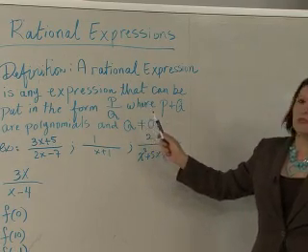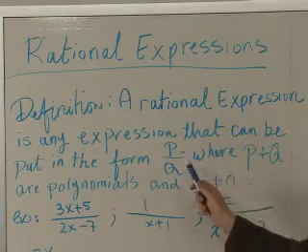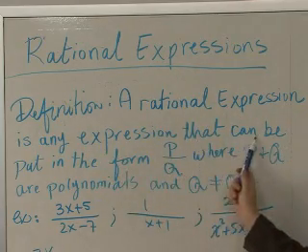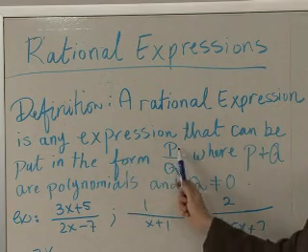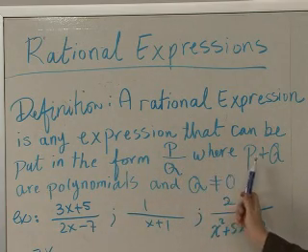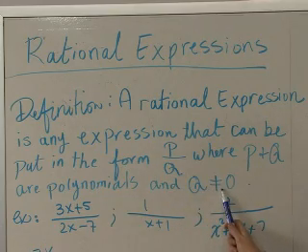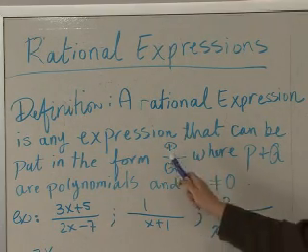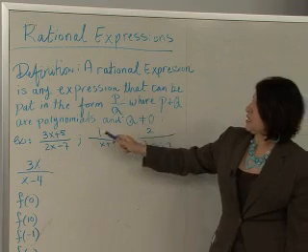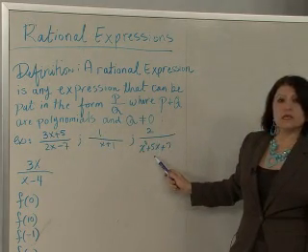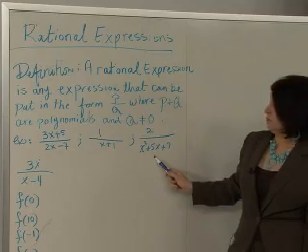So I'm going to start with defining rational expressions. A rational expression is any expression that can be put in the form P over Q, where P and Q are polynomials and Q does not equal 0. And as you can see from this definition, any polynomial divided by a polynomial is a rational expression.